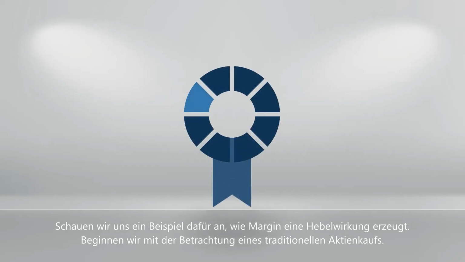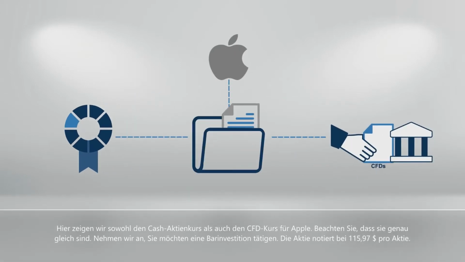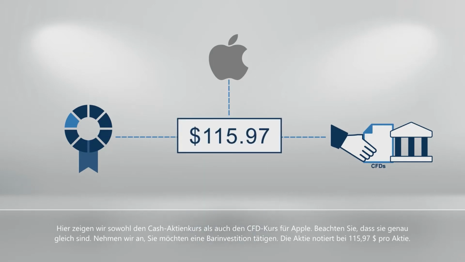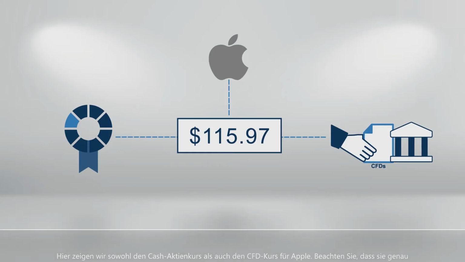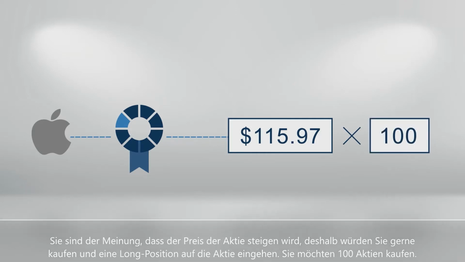Let's start by reviewing a traditional stock purchase. Here we show both the cash equity and CFD prices for Apple. Note that they are exactly the same. Let's say you would like to make a cash investment. It's trading at $115.97 per share. Your view is that the price of the stock is going to rise, therefore you would like to buy and go long on the shares. You would like to purchase 100 shares.